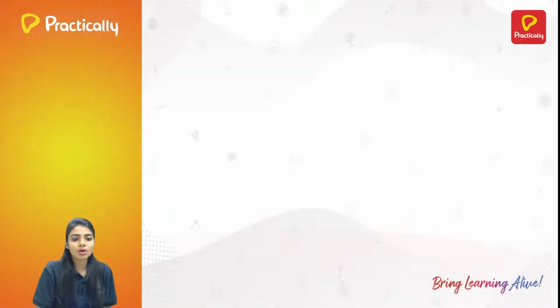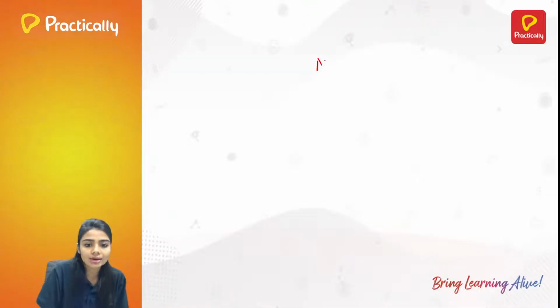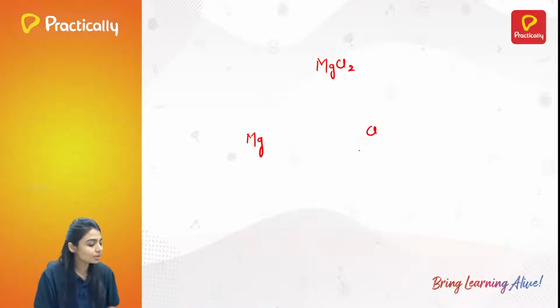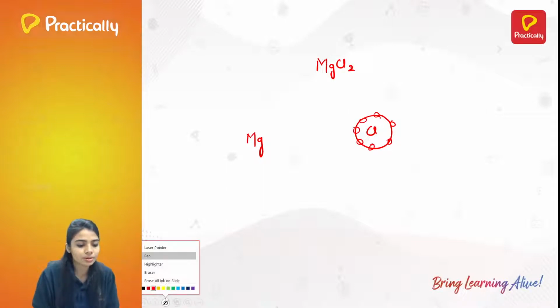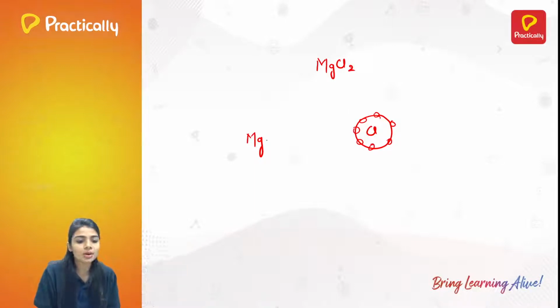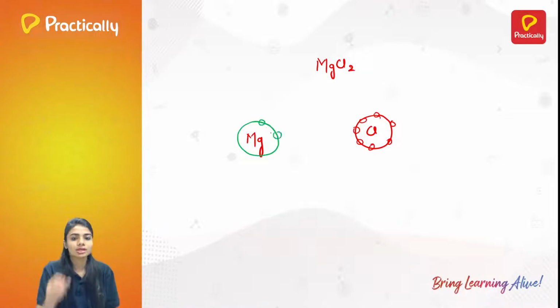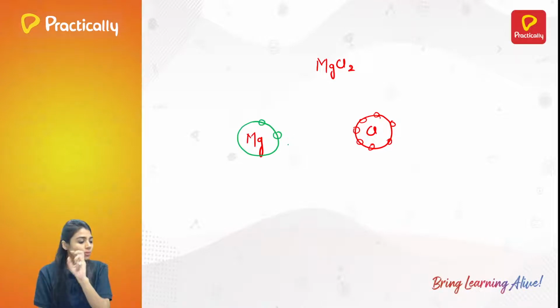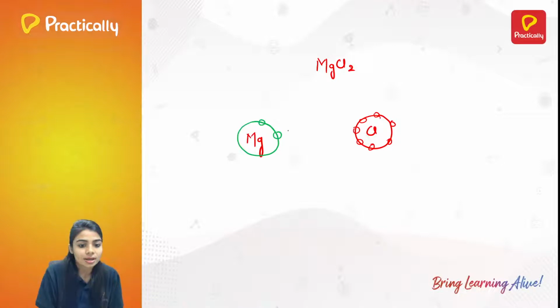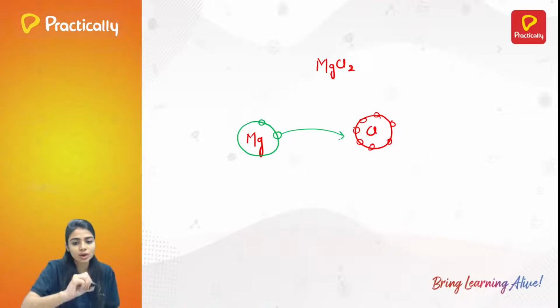So if I talk about any other element, like magnesium chloride, here magnesium and chlorine. Chlorine has how many electrons? 7 valence electrons in the outermost shell. I'll draw only 7 valence electrons: 1, 2, 3, 4, 5, 6, 7. For magnesium, what is the atomic number? It is 12, so 2 in the outermost shell. Magnesium has 2, chlorine has 7. So this magnesium can give its 1 electron to chlorine.